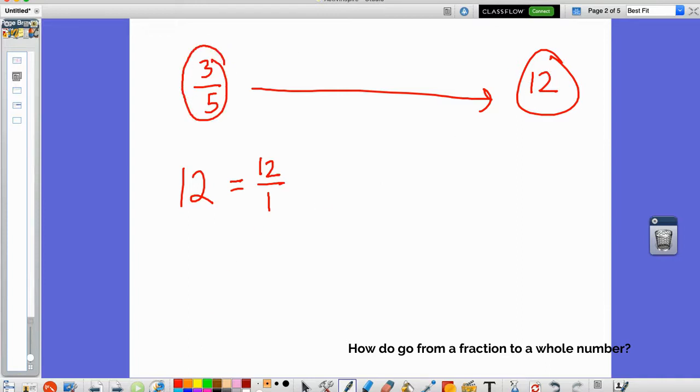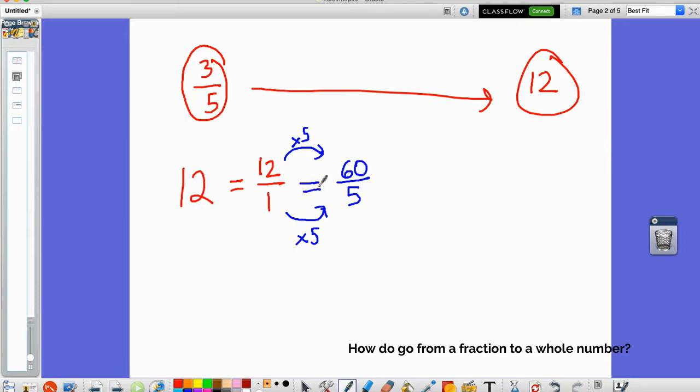Here's another special thing about fractions. The cool thing about fractions is you can multiply the top and you can multiply the bottom by the same number. The denominator here is 5, so I want to end up changing this fraction to something over 5. So how do we go from 1 to 5? Well, you can multiply by 5. 12 times 5 is 60.